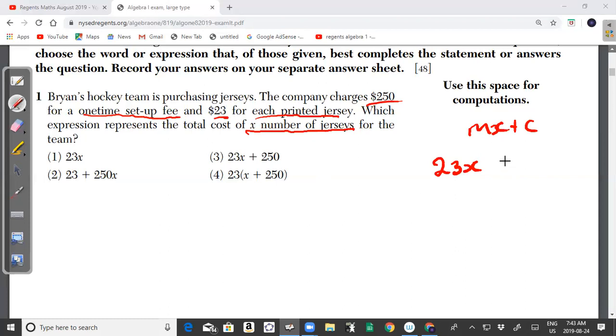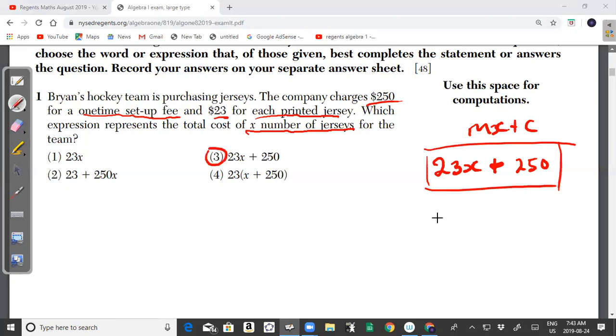And this plus c here represents a fixed amount, the fixed cost, the one-time setup fee, which is $250, all right? So x represents the number of jerseys. That's what's changing, the variable. And the 23 represents the cost for each printed jersey, and this is the one-time setup fee. So this is the expression here, which is choice 3 for question number 1. Okay, so let's move on to question number 2.